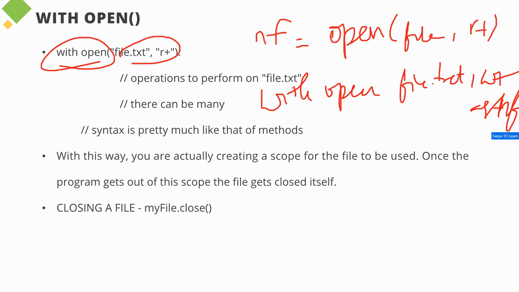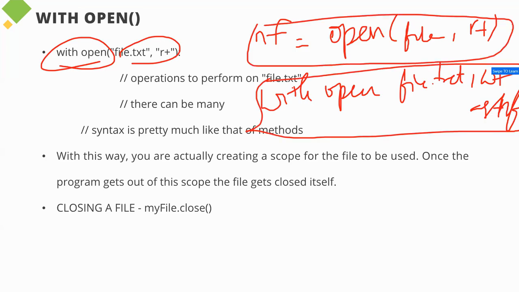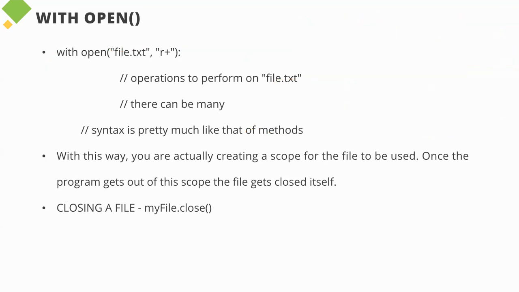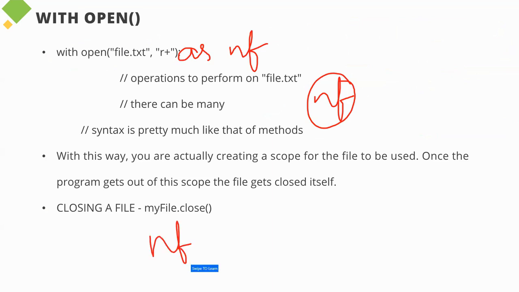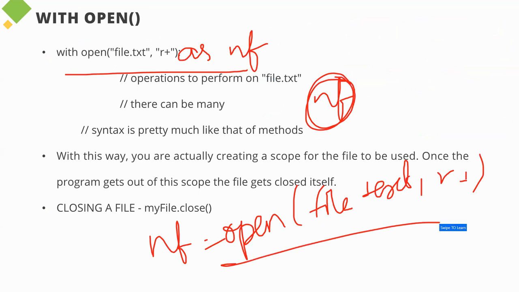So this is the same line. Both are the same. Got it? If it is with open file dot txt, after the colon you write as NF, then you can have this NF file. Same as NF equals open of file dot txt comma r plus mode. These both are the same. You can access NF from either of the syntaxes.